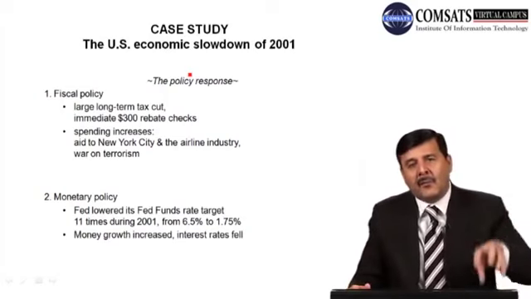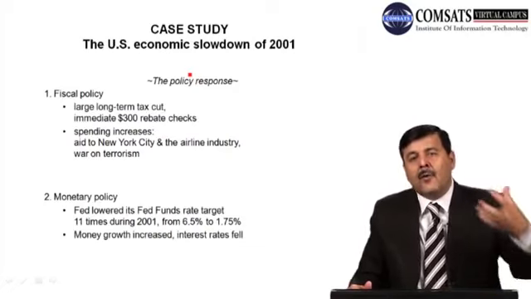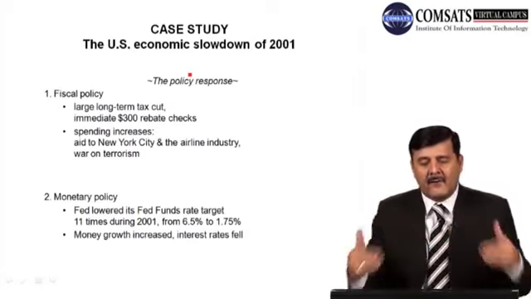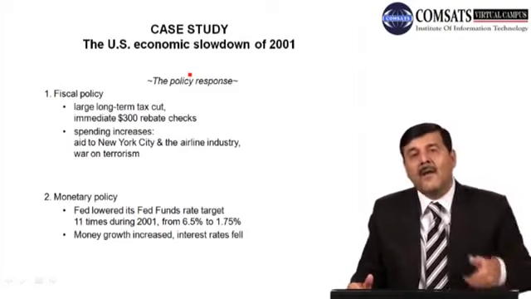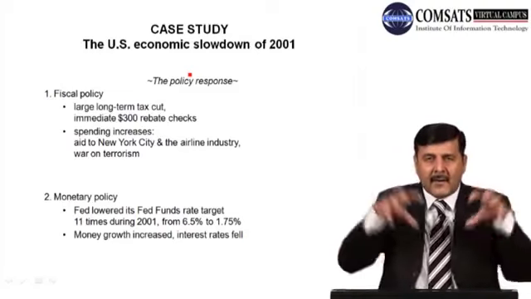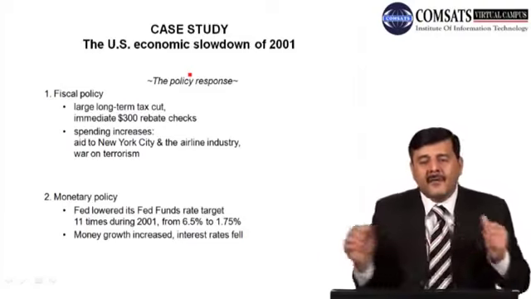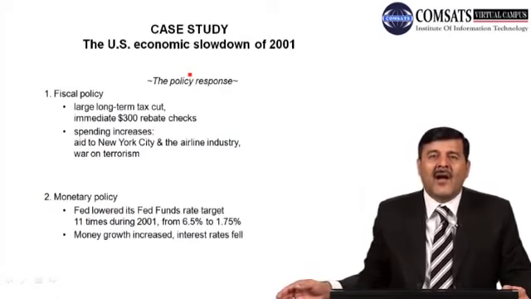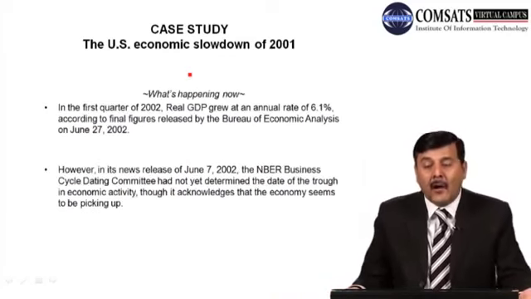Fiscal policy में क्या किया उन्होंने? टैक्स में कमी वाक़ई की और न्यूयॉर्क को स्पेशल एड दी, राइट? नंबर टू, मॉनेटरी पॉलिसी में क्या किया कि फेडरल बैंक ने अपने जो फंड्स थे, फेडरल फंड्स थे, उसका टारगेट जो है वो कम कर दिया फ्रॉम 6.5% टू 1.5%। जब उन्होंने अपने फंड्स का टारगेट कम किया तो मनी ग्रोथ में इजाफा हुआ और उससे इंटरेस्ट रेट में कमी वाक़ई हुई। तो these were the two policy actions that were taken by US government to cover up or to get rid of those economic slowdown or those shocks. What happens? What is happening now?